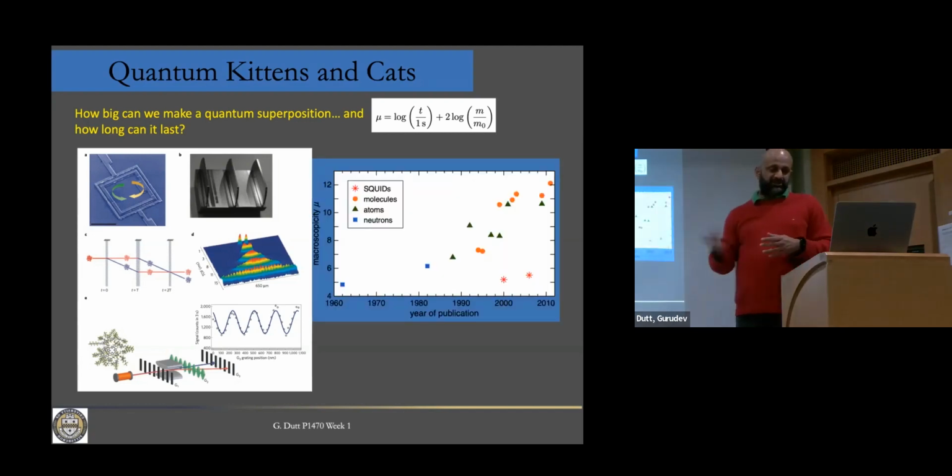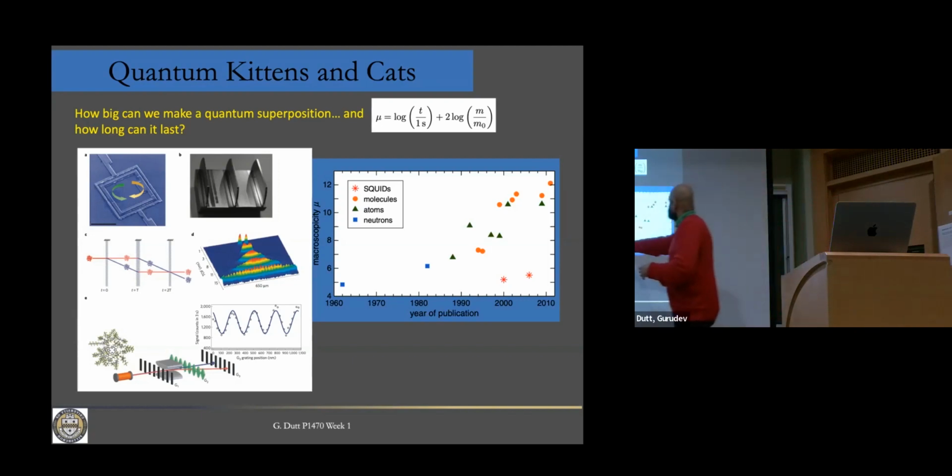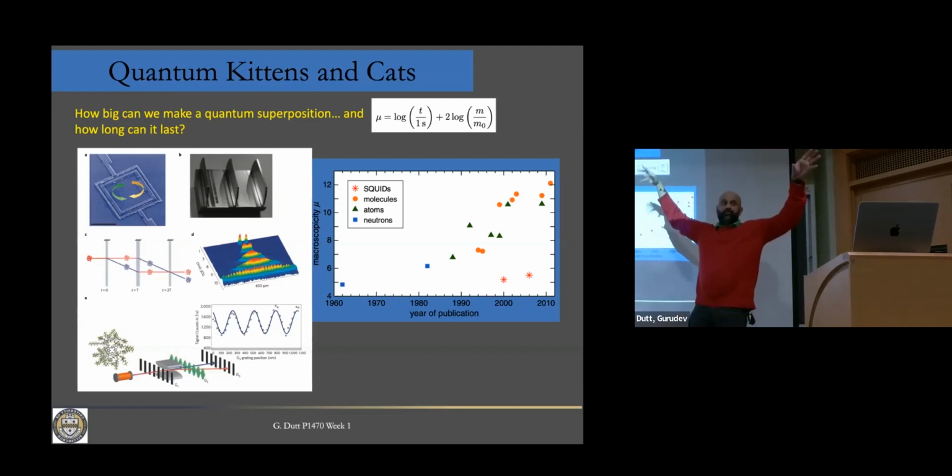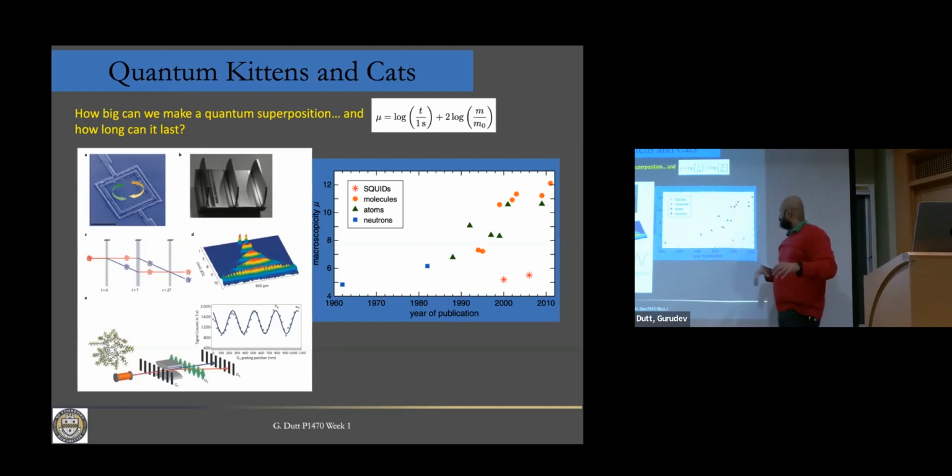This is a plot of the macroscopicity parameter I was just talking about. Because it's a log scale, anything up by a factor of 2 is actually 100 times more macroscopic than the other one. Neutrons were the first ones people did, these blue dots, and these are cold neutrons, so their wave functions are very large compared to atoms or electrons. You can see that it has grown steadily.